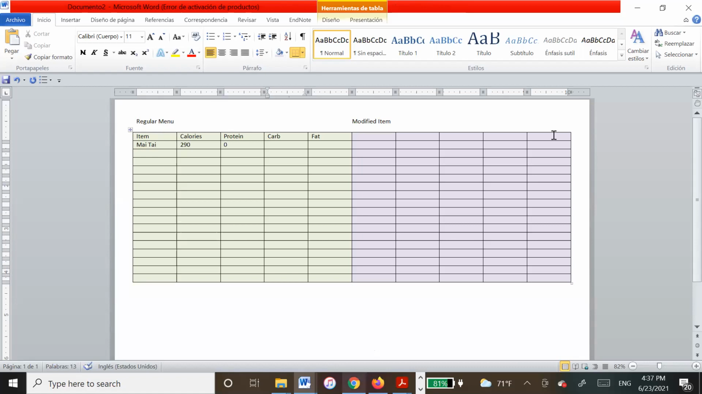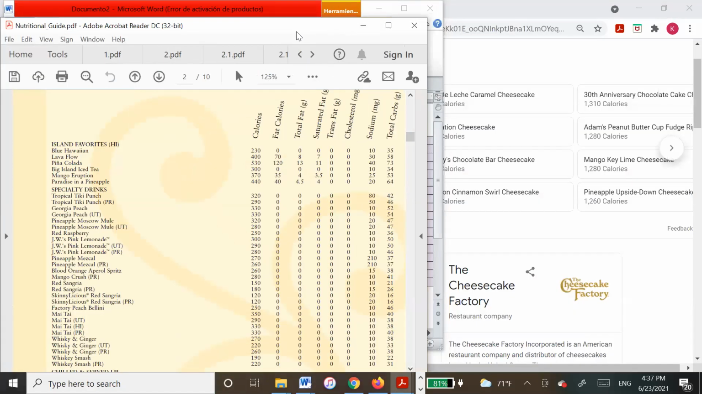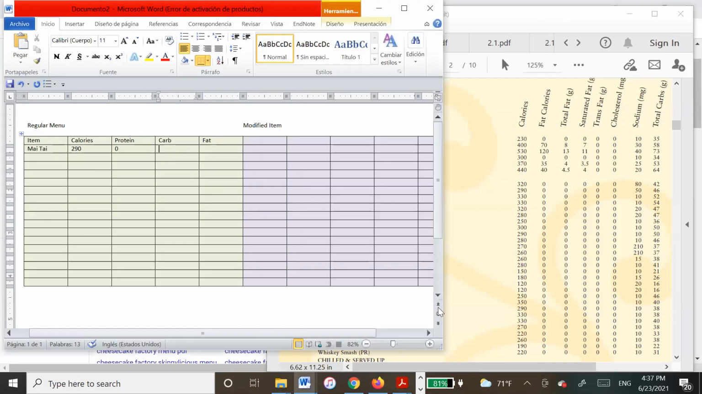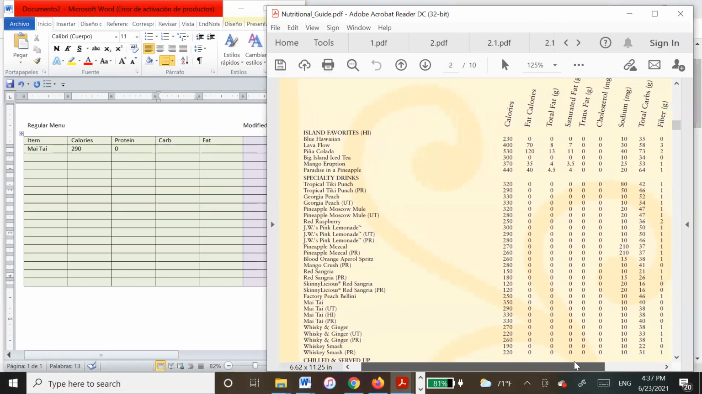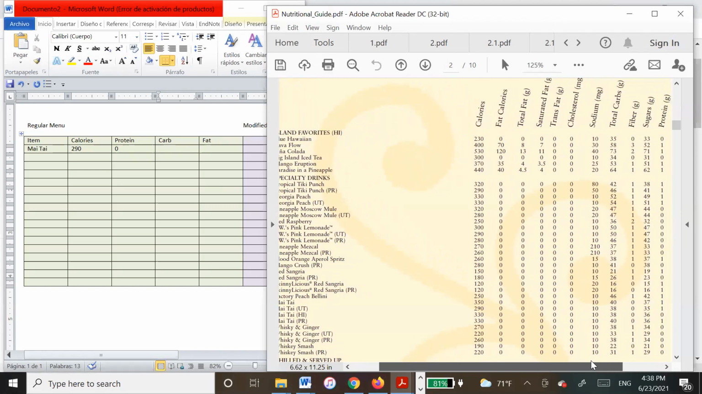Let's see if it has any amount of carbs, and I'm trying to see if I can put these right next to each other so I can compare them a little bit faster. Alrighty, here we go. So let's see, we were looking at the Mai Tai. So it has 0 grams of fat. Let's look and see if they have any carbohydrates or any protein from them.